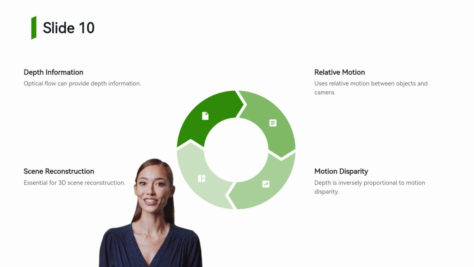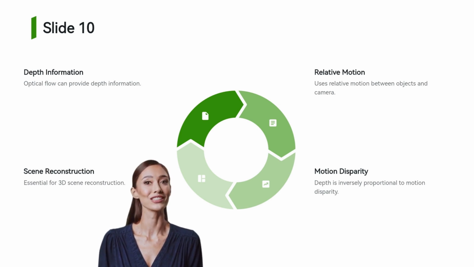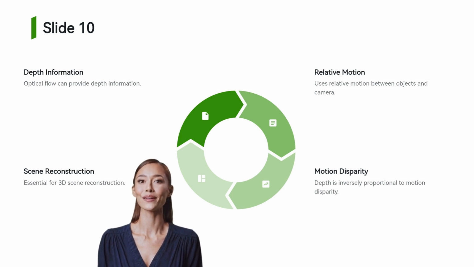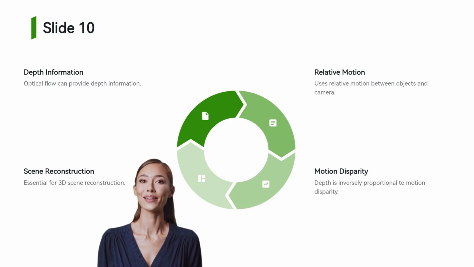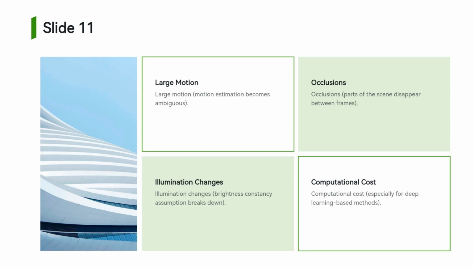By analyzing the relative motion between the camera and objects in the scene, we can infer the depth of various objects. Specifically, the amount of motion, disparity, observed for each object is inversely proportional to its distance from the camera. In stereo vision or monocular depth estimation, optical flow helps us create 3D reconstructions of the scene. This is particularly useful for autonomous driving, where depth information is crucial for understanding the spatial relationships between objects and the vehicle.